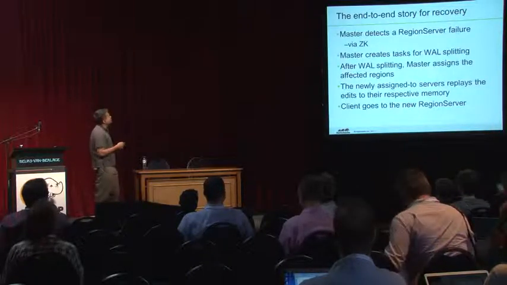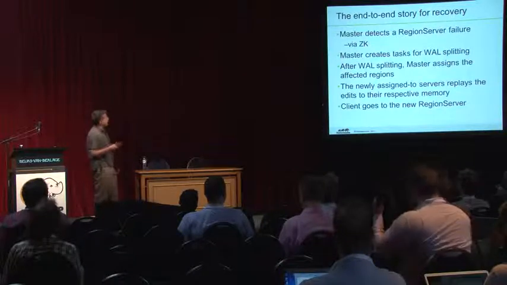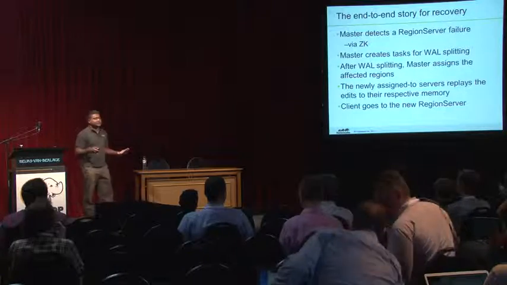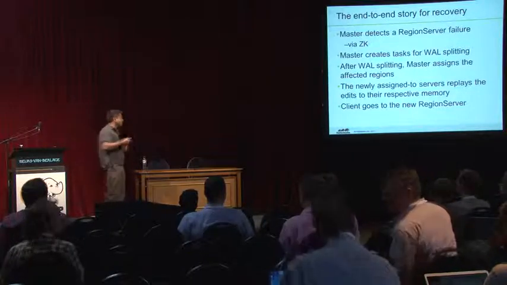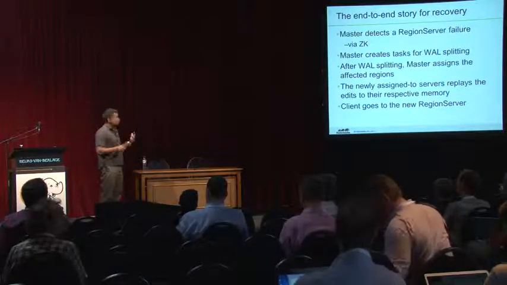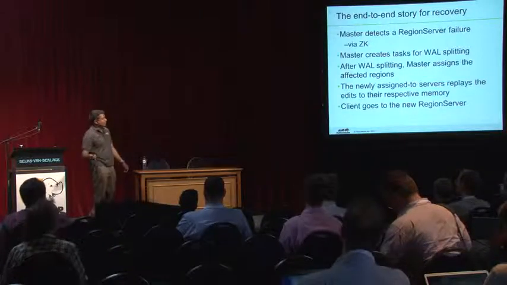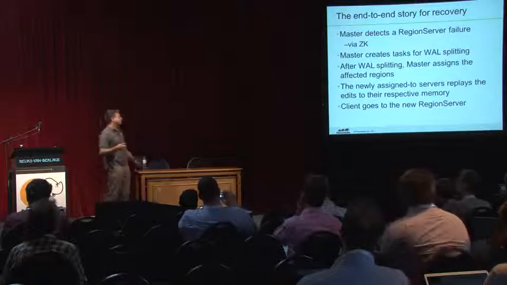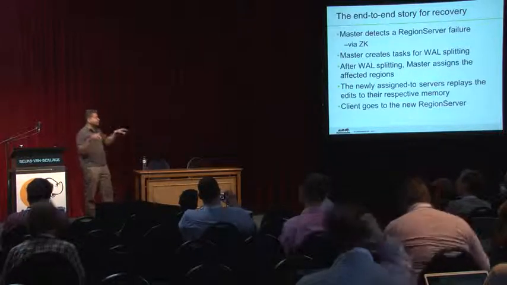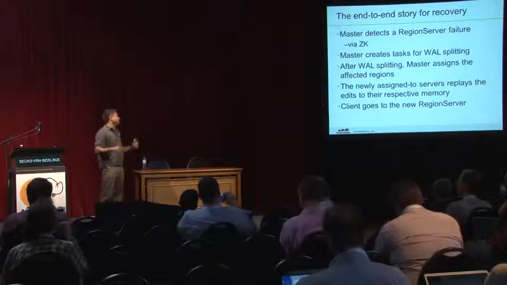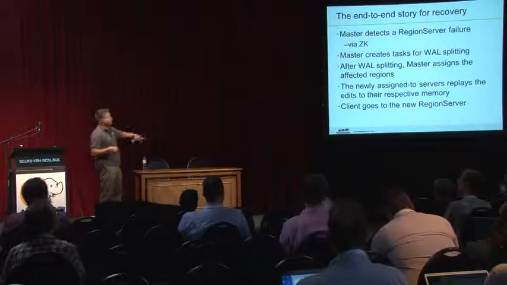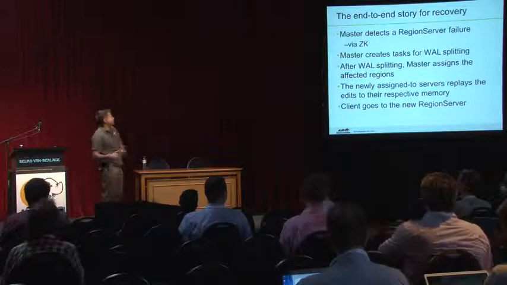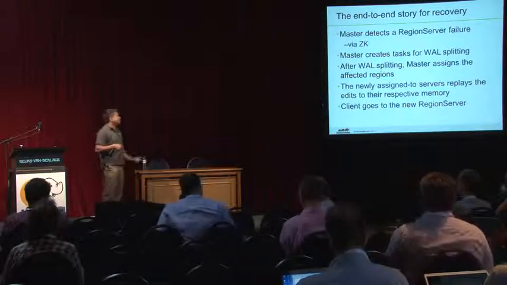Okay, so what happens on a failure? The first thing that happens is that the master detects a failure, okay? There is a state in ZooKeeper that is kept, and the master is watching for changes to that state. So whenever that state change happens, the master gets a notification saying that a particular ZNode, or ZooKeeper node, has changed state, and in this particular case, it signifies the region server has failed because that node is no longer there, okay? So master detects it, right?